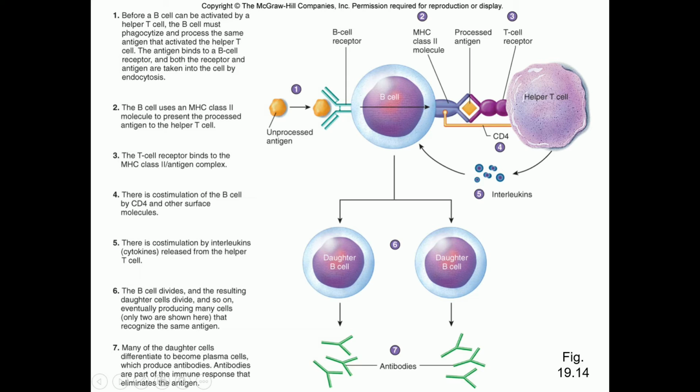Number 6. The B cell divides and the resulting daughter cell divides, and so on, eventually producing many cells. Only 2 are shown here that recognize the same antigen. Number 7. Many of the daughter cells differentiate to become plasma cells, which produce antibodies. Antibodies are part of the immune response that eliminates the antigen.